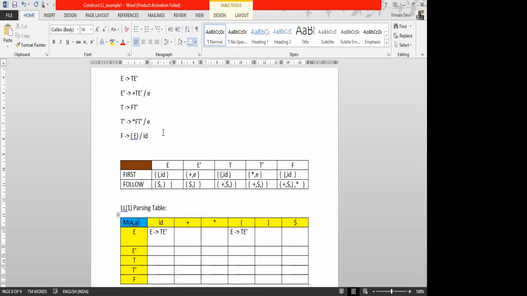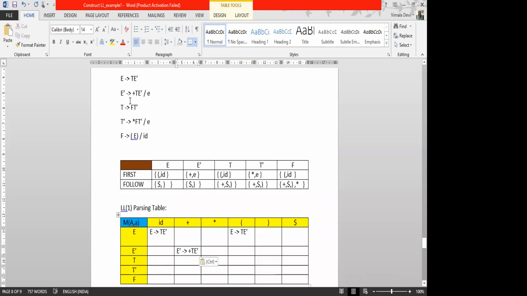Have you understood this? Okay, now I'm considering the second rule. To fill up the second rule in the table, first I'm considering the first of E dash. First of E dash contains plus, isn't it? Once again, E dash has two alternatives. One is plus T dash, another one is epsilon. The plus I would have obtained from the rule plus T dash, isn't it? So I should consider only that alternative. That alternative I have to fill against the row and column E dash comma plus. So E dash comma plus contains the rule E dash derives plus T dash.